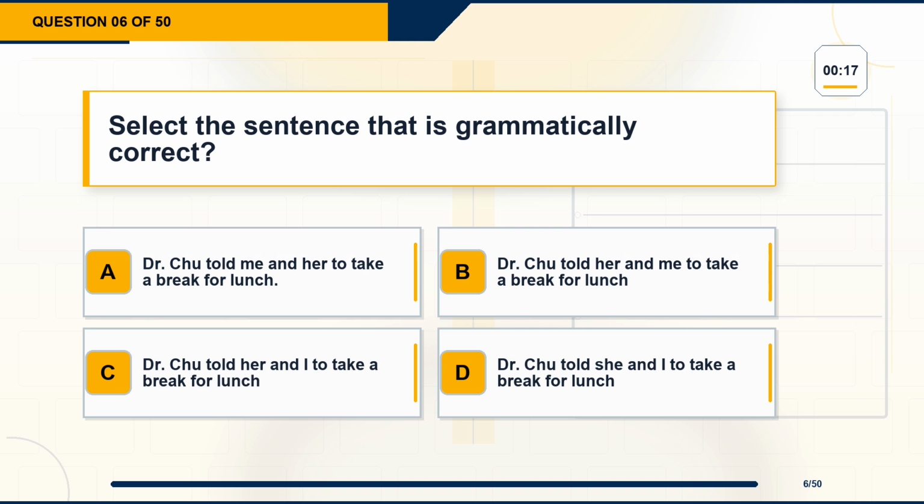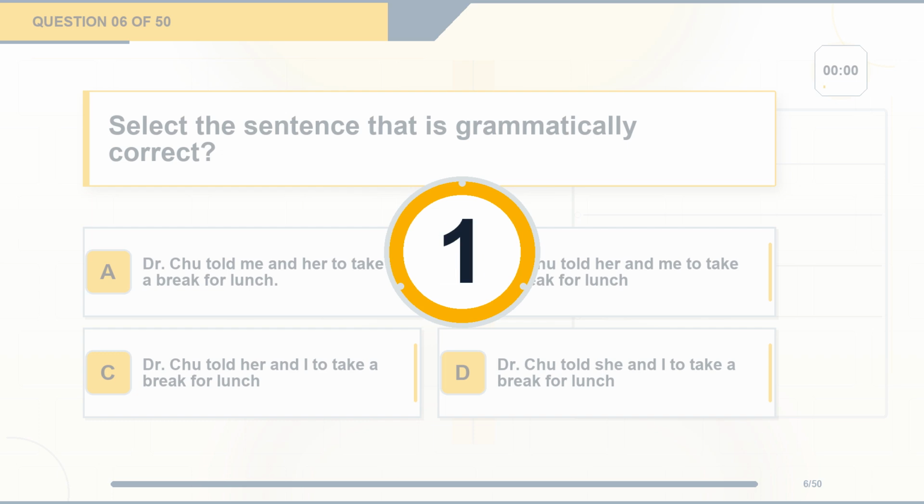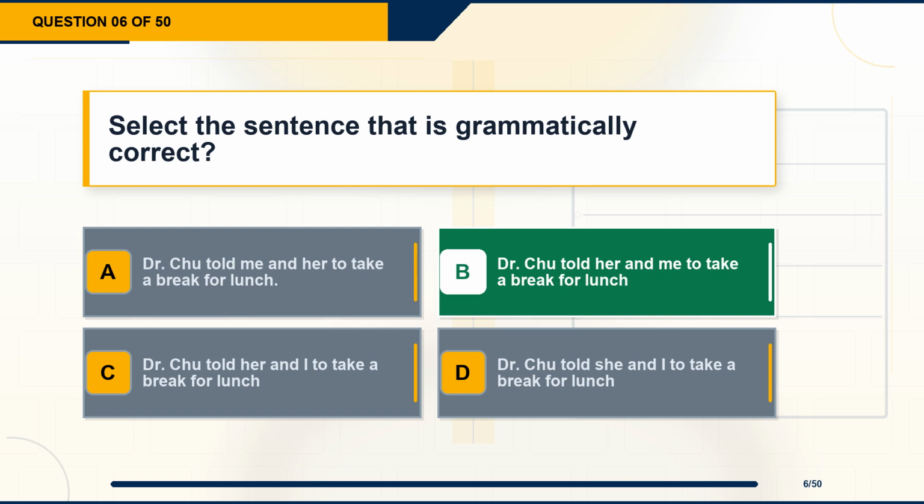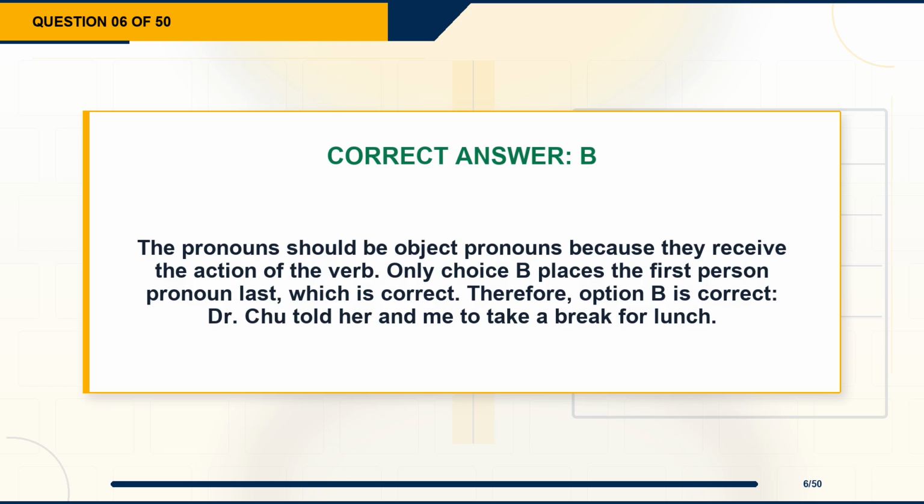Question 6. Select the sentence that is grammatically correct. Option A, Dr. Chu told me and her to take a break for lunch. Option B, Dr. Chu told her and me to take a break for lunch. Option C, Dr. Chu told her and I to take a break for lunch. Option D, Dr. Chu told she and I to take a break for lunch. The correct answer is option B, Dr. Chu told her and me to take a break for lunch. Explanation. The pronouns should be object pronouns because they receive the action of the verb. Only choice B places the first person pronoun last, which is correct. Therefore, option B is correct, Dr. Chu told her and me to take a break for lunch.